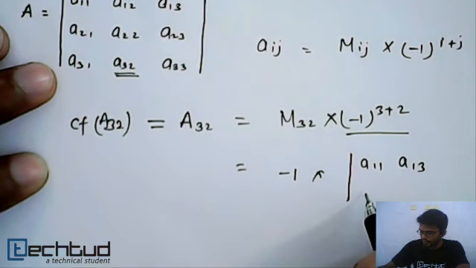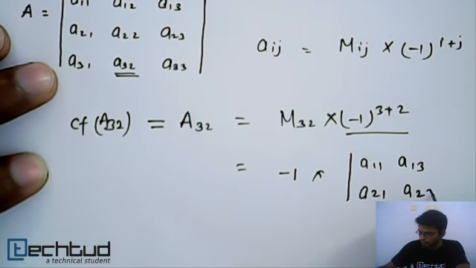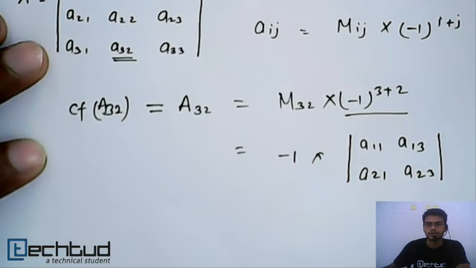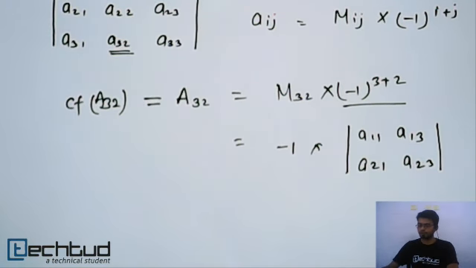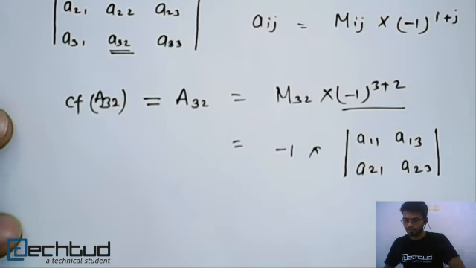A13, then A21, A23. Fine. So this is basically the cofactor of element A32.